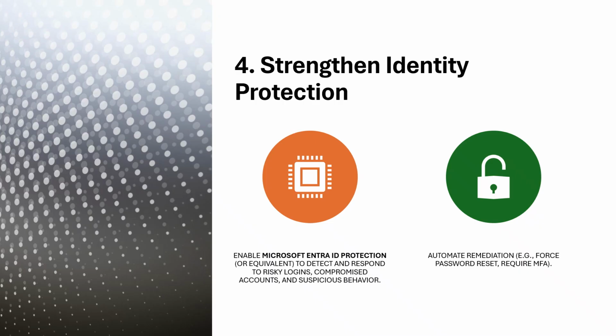Additionally, identity protection should include automated remediation to reduce response time and maintain security at scale. For example, policies can automatically force a password reset, require multi-factor authentication, MFA, or block access until the risk is resolved. These controls ensure continuous protection for user identities.